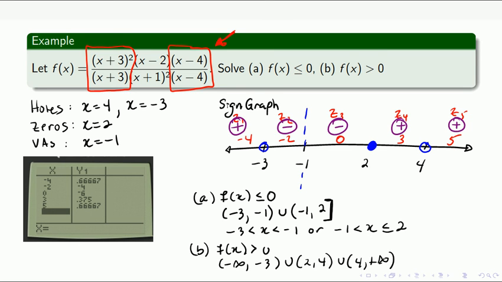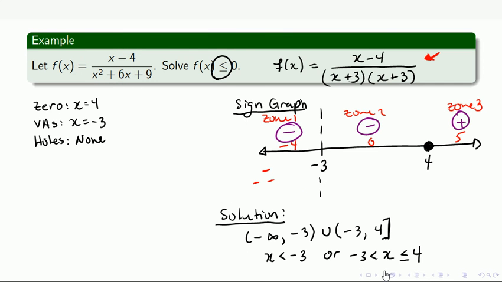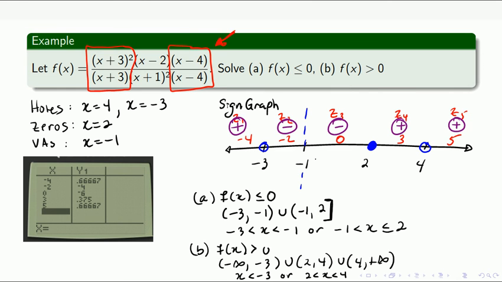Last but not least, if I want to express this in set notation, negative infinity to -3 is x is less than -3, or 2 is less than x is less than 4, or 4 to positive infinity, that's x is greater than 4. And so that turns out to be the solution to part B. And that's how we solve a rational inequality.